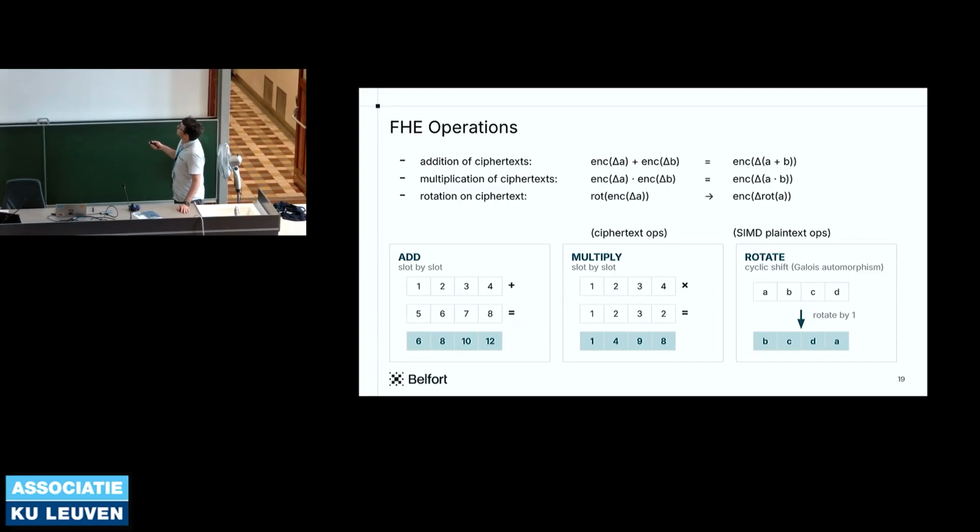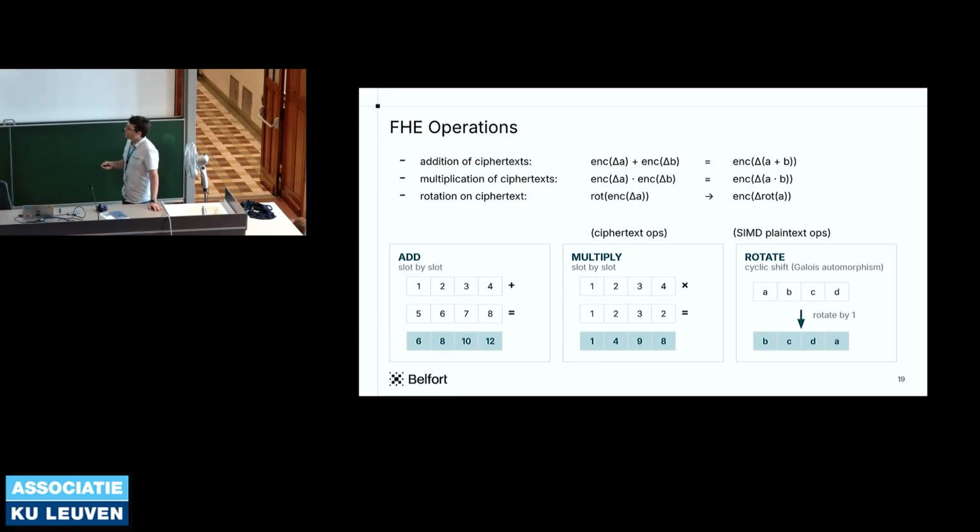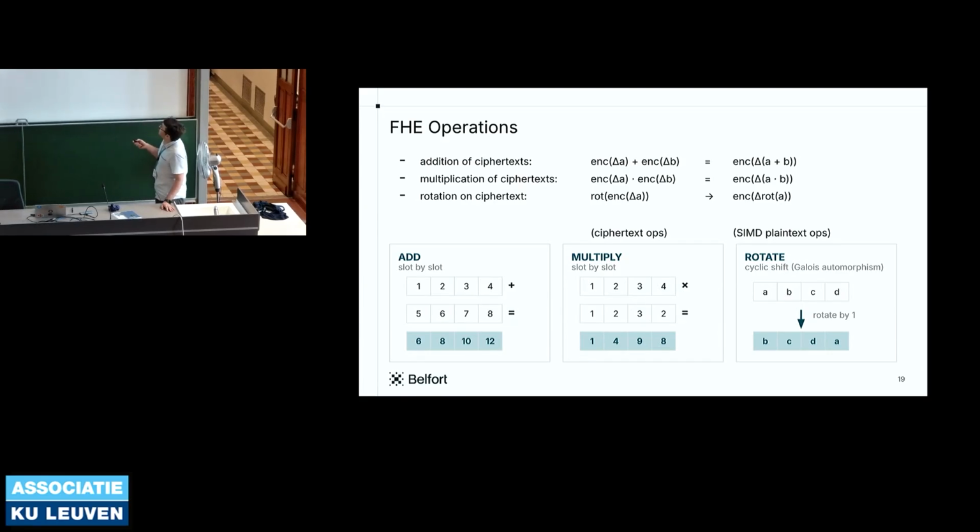If I want multiplication, then I need that the product of two encrypted messages is the encryption of the product of the messages. And it turns out that this is going to be problematic, so please hold your breath until the next slide.